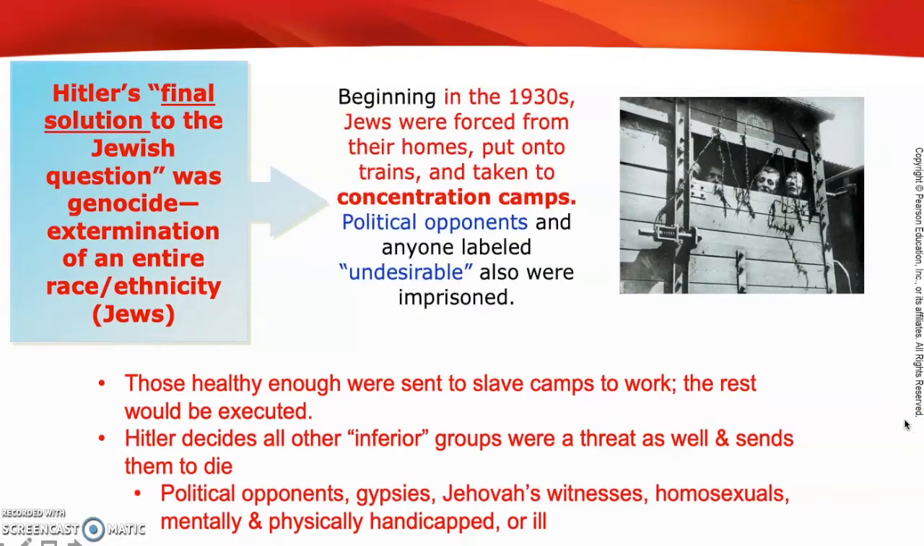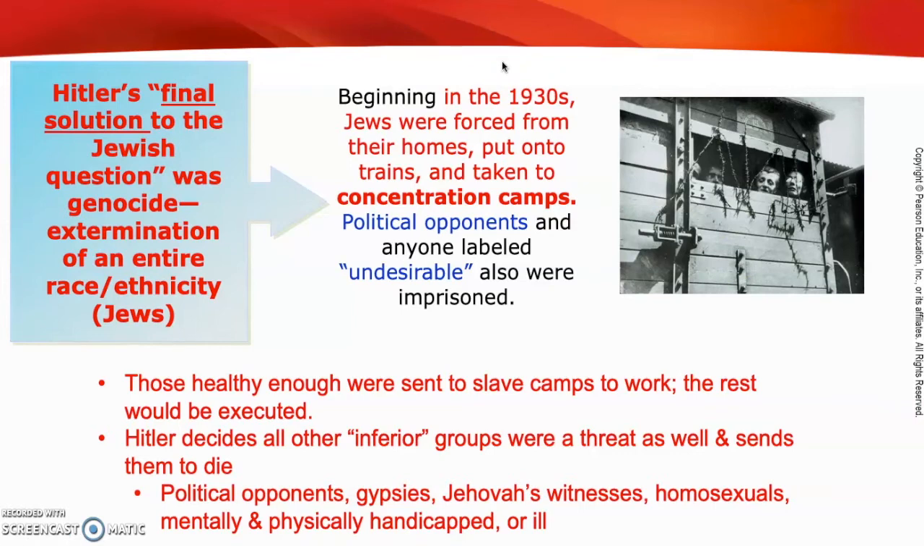All right, so Hitler's final solution to the Jewish question was genocide. He thought, this is going to be our final solution. We are going to eliminate the Jewish race completely. He wants all of them gone. So beginning in the 1930s, the Jews were forced from their homes, put onto trains, and taken to concentration camps.